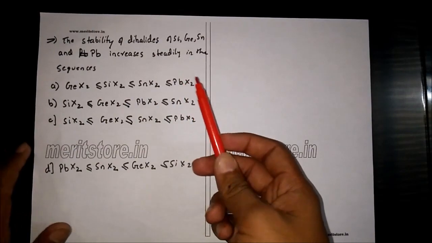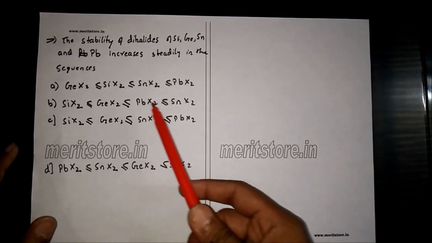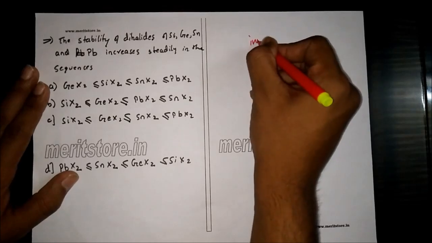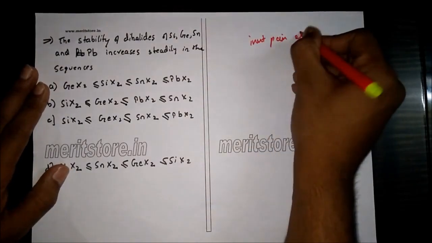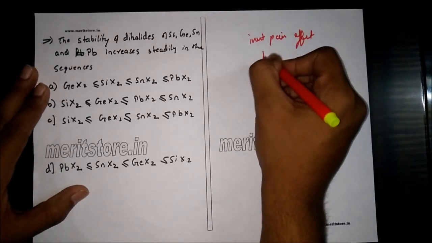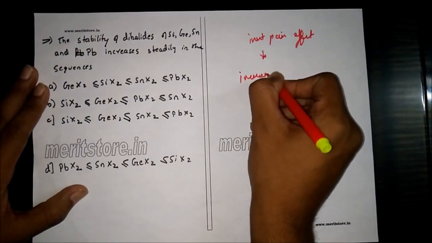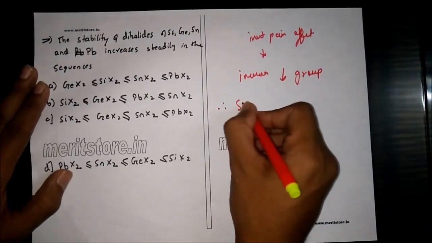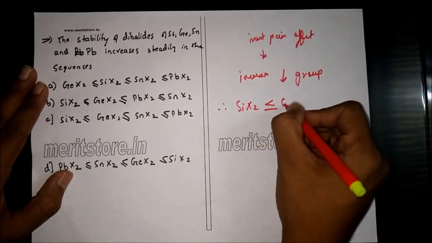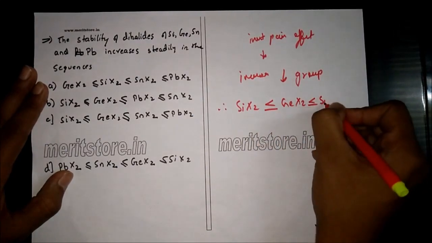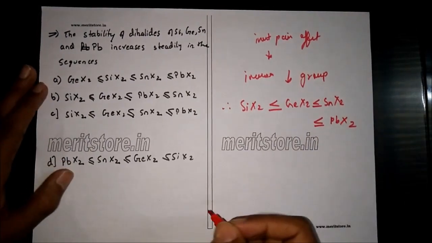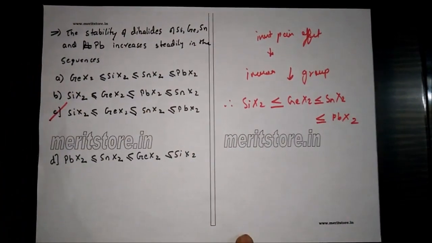The stability of dihalides of Si, Ge, Sn, and Pb increases steadily in the sequence. Here are the sequences given. Now we need to identify the correct sequence. Now, due to the inert pair effect, the stability of the +2 oxidation state increases as we move down the group. Therefore, the correct order will be SiX2 is less than GeX2 is less than SnX2 is less than PbX2, which is option C. Therefore, the correct answer is option C.